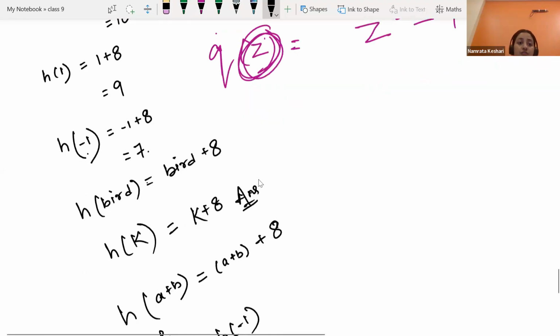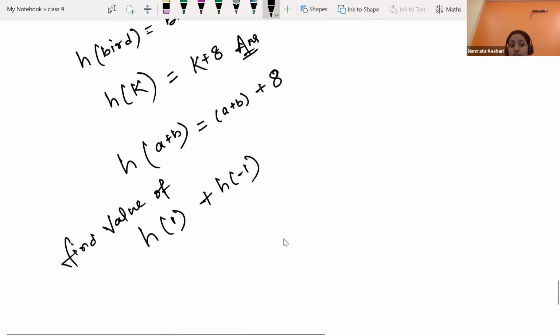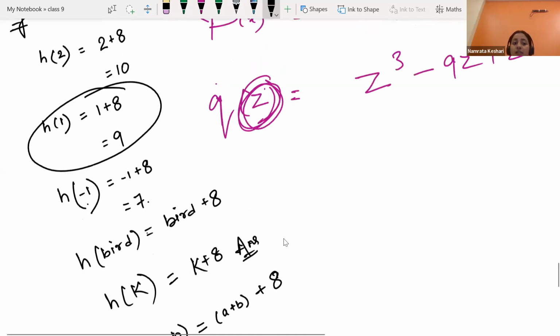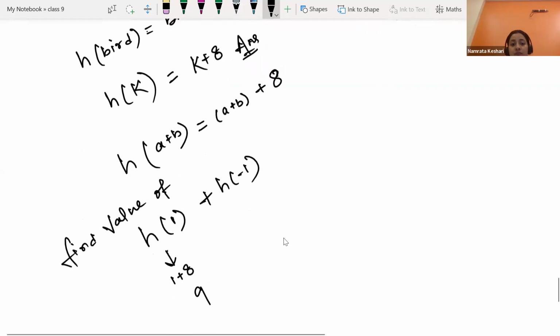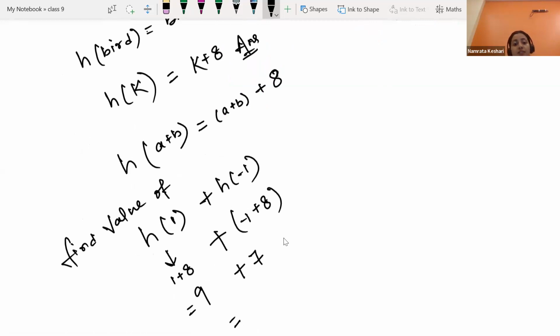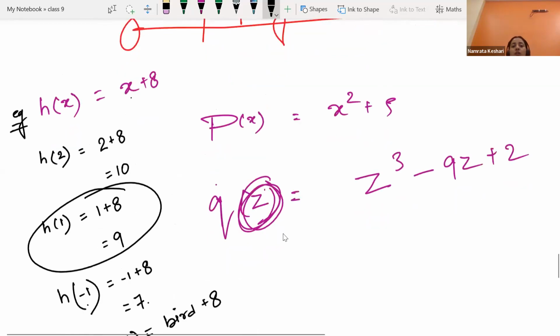So we will say h(1), we can calculate over here as well. That is 1 plus 8 is 9. And h(-1) is -1 plus 8, which is 7. Add it together: 9 plus 7 is 16, the final answer. Is it making sense? Okay, ma'am. Got it, Naisha? Yes, ma'am.